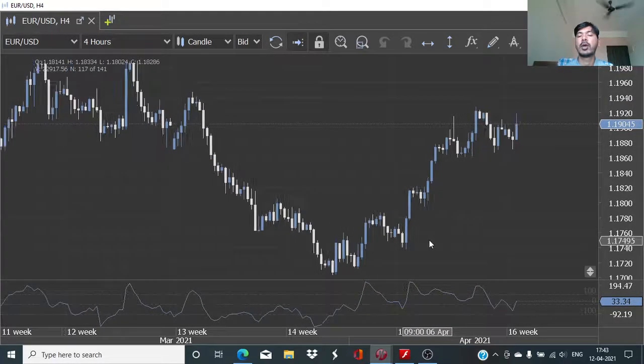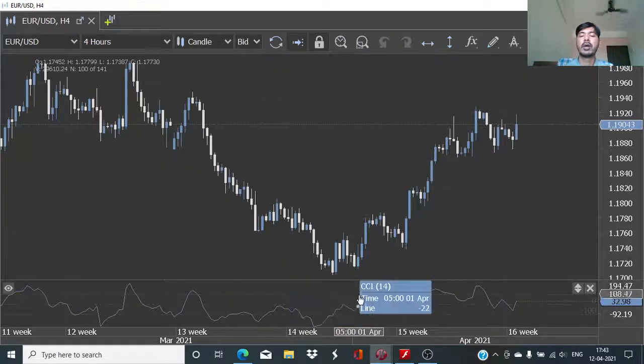Whenever we will be looking for the sell trade, we want the CCI to be above the 100 level. Usually, as you can observe here, the zero is considered a decisive marker. When the output value is above zero, it is considered bullish, and when the output value for the CCI is below zero, it is considered bearish.